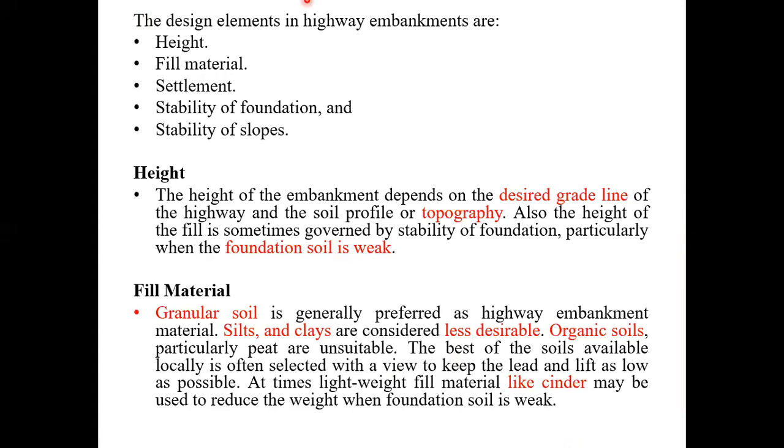And these are the design elements that you need to consider. First, height: how much height should be provided from the ground level. Next, fill material. You can't simply construct it at uneven height. There will be some standard height, and that much height you should fill the material. Third, it should not undergo settlement due to the rainfall. Next, stability of the foundation, meaning the soil or whatever embankment you have constructed should have good stability. Similarly, stability of the slopes.